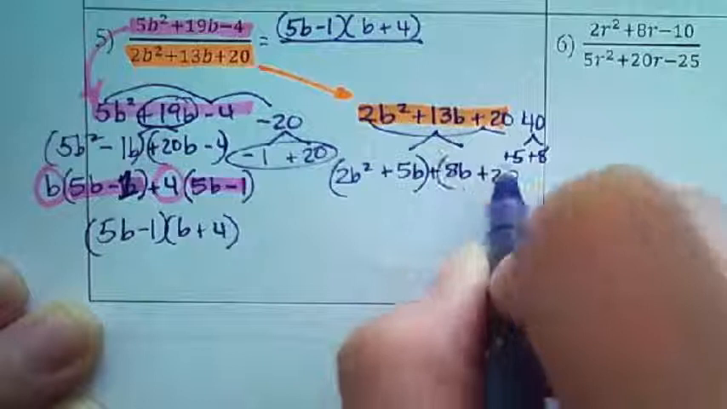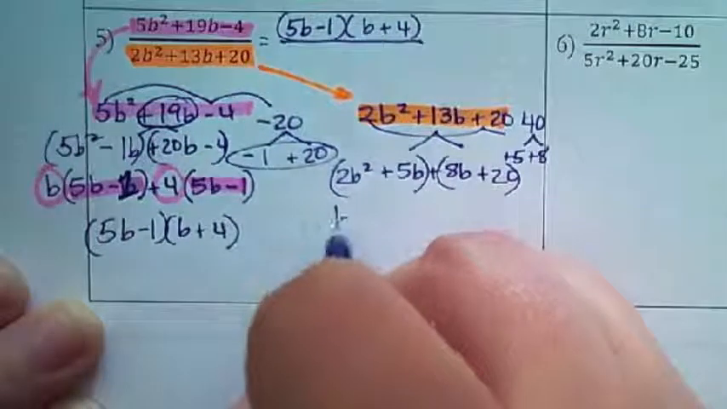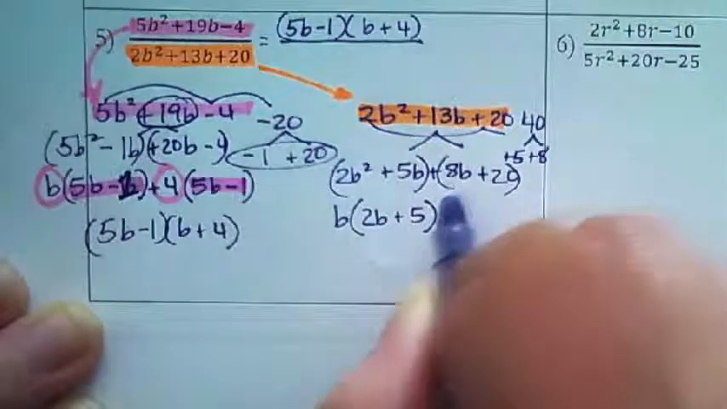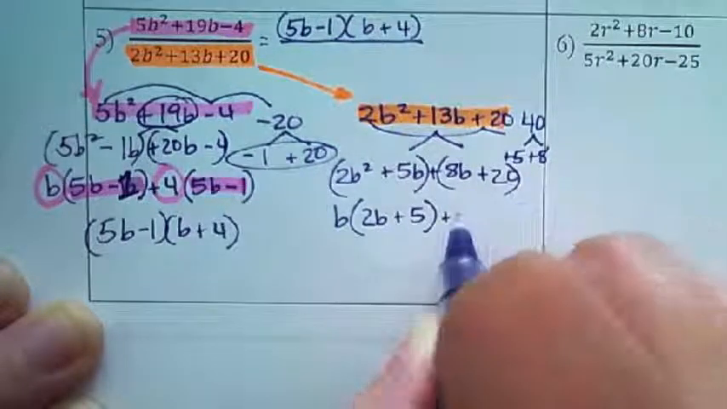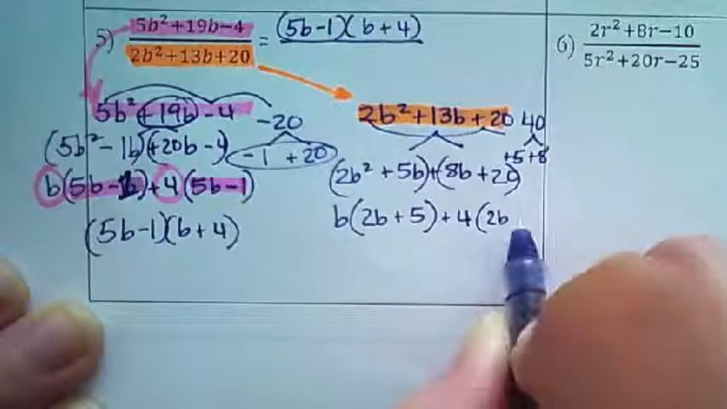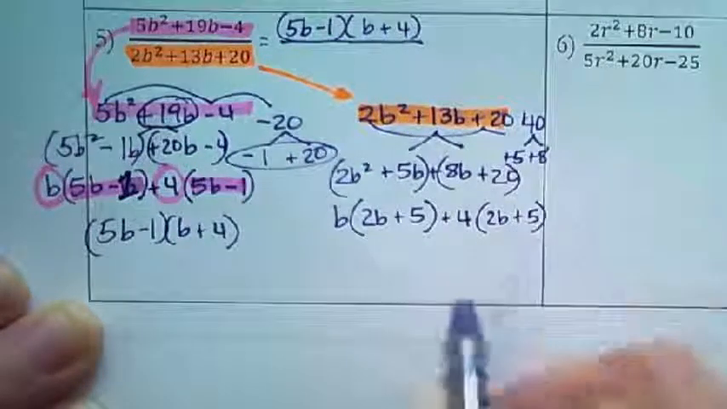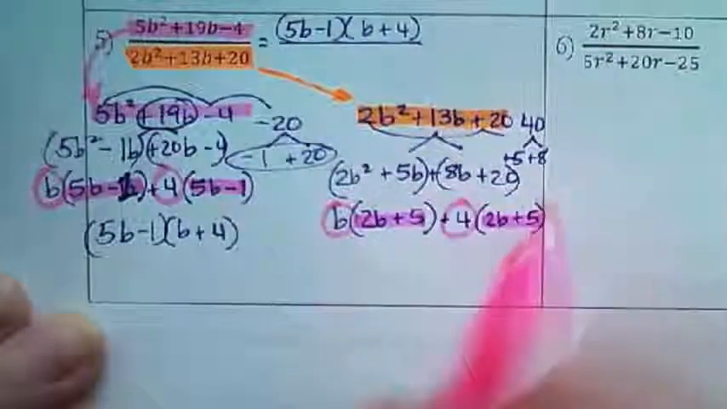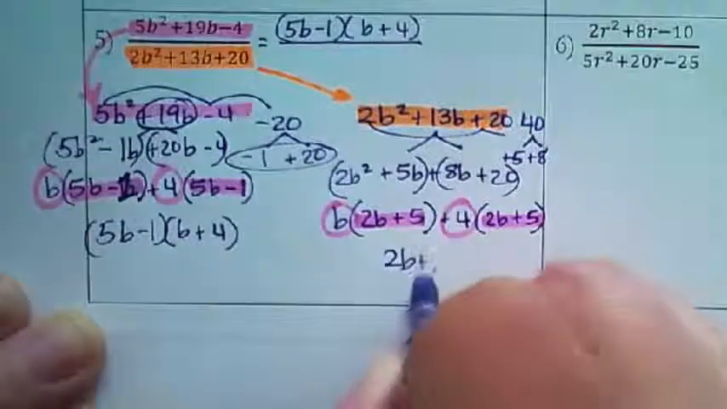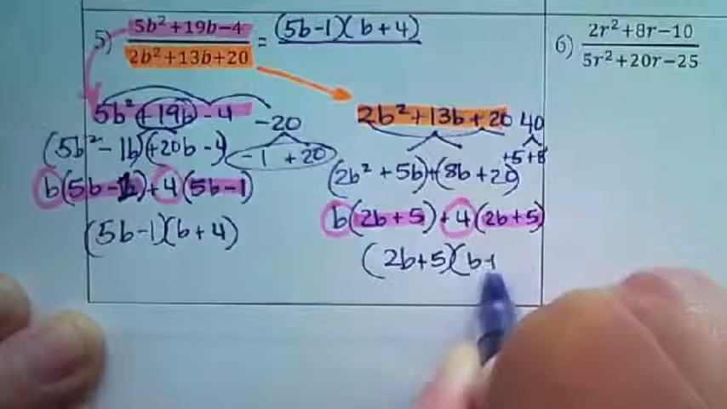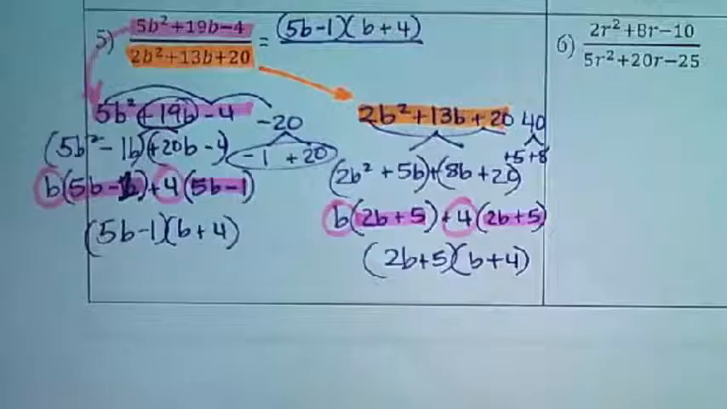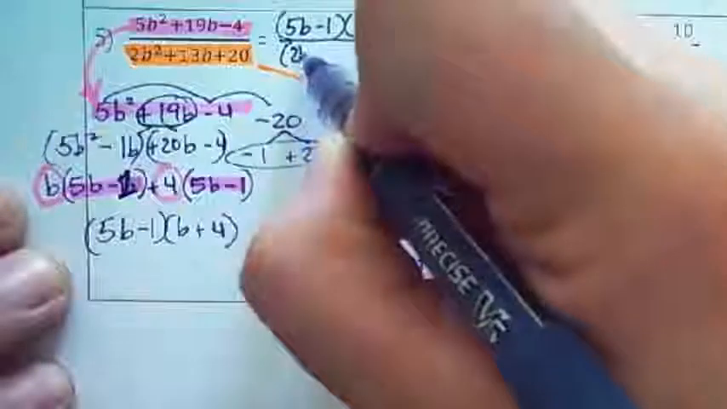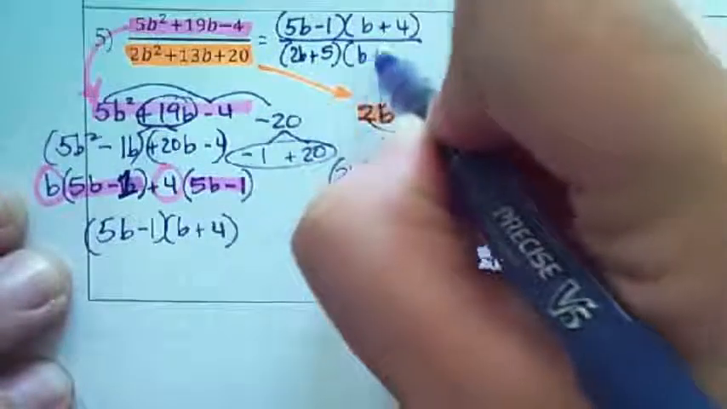Factor by grouping, and I can factor out a b, leaving me with 2b plus 5. Here I can factor out a 4, leaving me with 2b plus 5. And now I see I have my twins and my loners. So let me go ahead and put those together. I've got 2b plus 5 and b plus 4. So that's the factored version of the denominator. I'm going to go ahead and write that up top. 2b plus 5 and b plus 4.